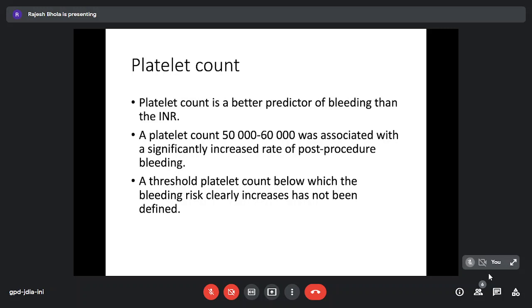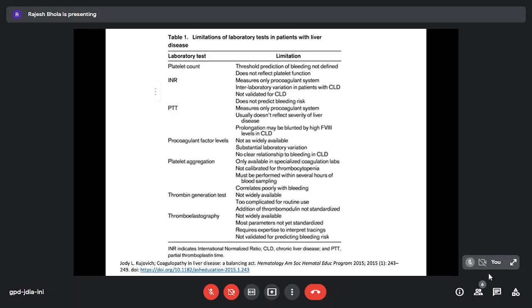Coming to the platelet count, we think the platelet count is a better predictor of bleeding in comparison to the INR. And it has been observed that a platelet count of 50 to 60,000 is associated with a significant increase in post-procedure bleeding. A threshold of platelet count below which the bleeding risk clearly increases has not been defined yet, so that can require a lot of clinical trials to actually fix a threshold. But yes, 50,000 can be a threshold when you can go for a prophylactic transfusion. But if you think of a very strict criterion, maybe 30,000 or 25,000 may be a better cutoff.